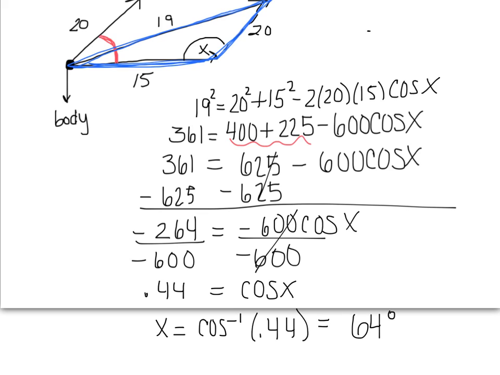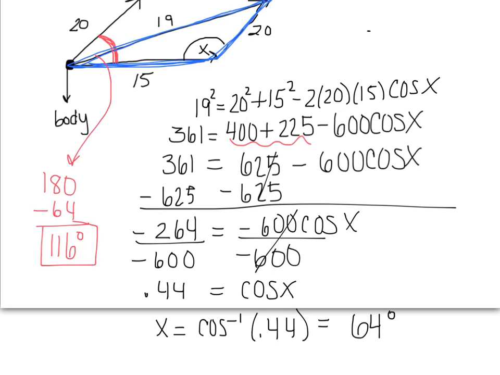And to find the angle up here, we would just do 180 minus 64. So this angle, I guess I'll put a little arrow, is 180 minus 64, and you get 116. That's your final answer.